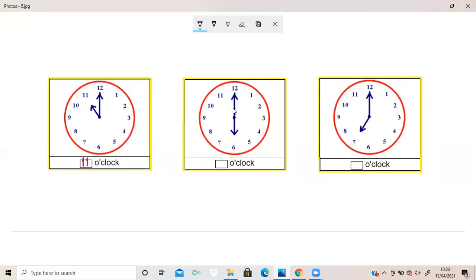And this one, minute hand pointing 12 and hour hand pointing 6. That means it is 6 o'clock. The same way, minute hand pointing 12, hour hand on 7, so it is 7 o'clock. Let's go to the next one.